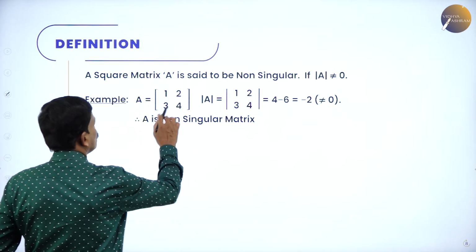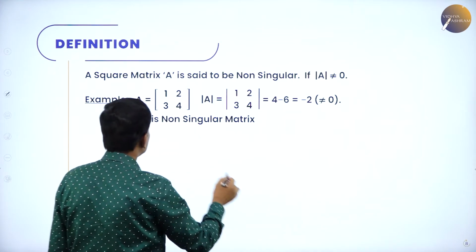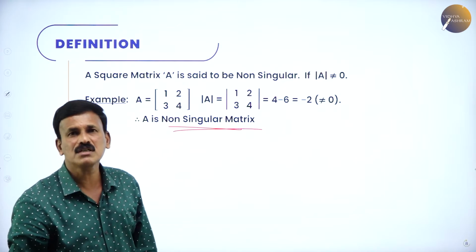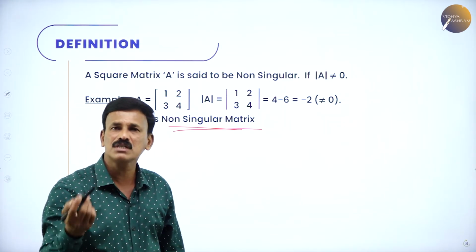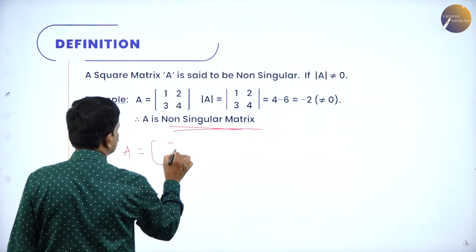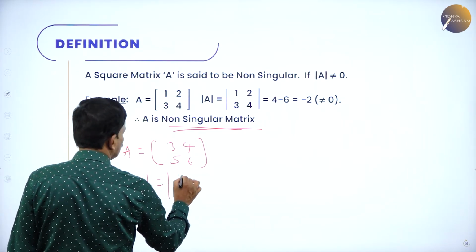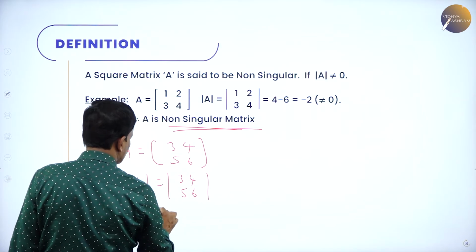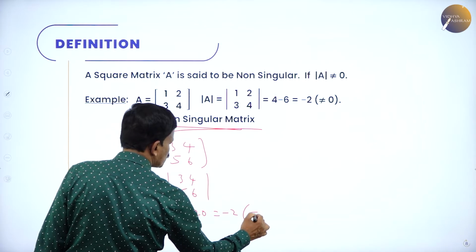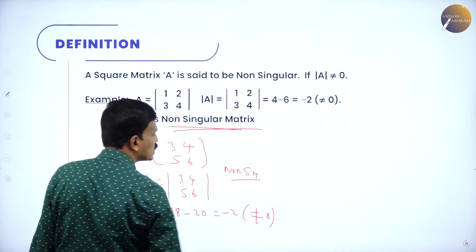Let us consider A is equal to 1, 2, 3, 4. The determinant of this is 1, 2, 3, 4. 4 minus 6 is minus 2, not equal to 0. Therefore, A is a non-singular matrix. So in general, if determinant of A is not equal to 0, then it is called a non-singular matrix. Let us take one more example. If A is equal to 3, 4, 5, 6, then the determinant is 3 6 are 18, minus 5 4s are 20. This is also equal to minus 2, not equal to 0. Therefore, this is a non-singular matrix.